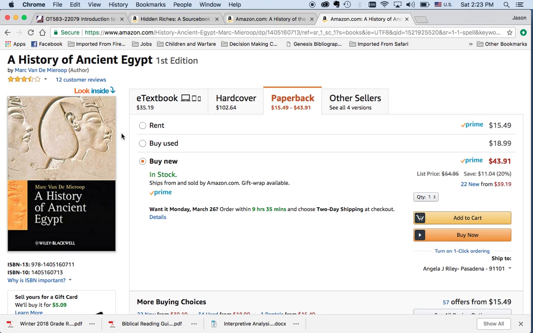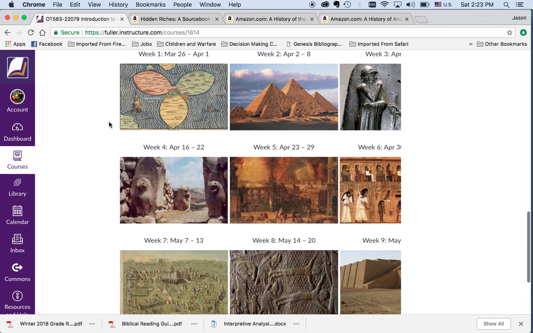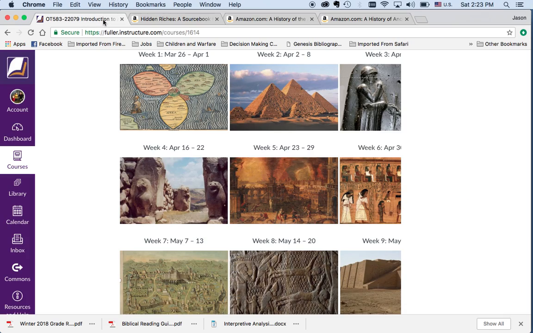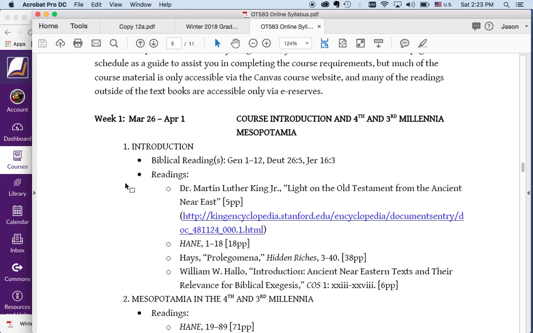I don't care which format you access the texts in, as long as you have full access to all the texts throughout the quarter. If you have any questions on the textbooks, please contact me. I would say that Hidden Riches is available as an ebook through Fuller's library database. However, it does have a restriction. You can only have up to 3 concurrent users, meaning if you wait until the last minute to do the reading, it's possible that you won't be able to access the text because one of your fellow students has access to it. Now let me talk about the assignments, and to do that, let me bring up the syllabus.